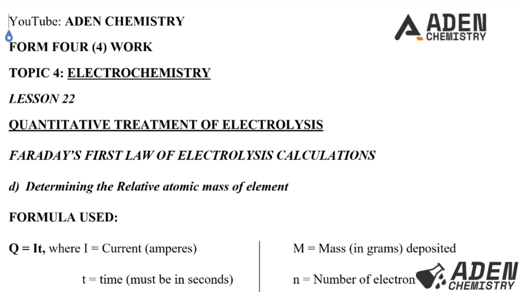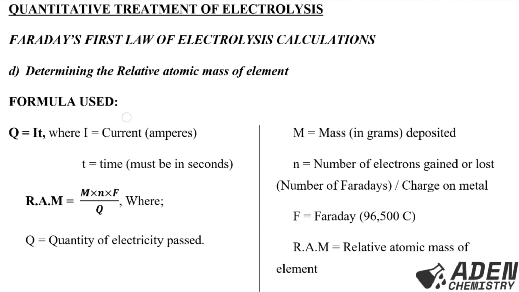Previously, in lesson 21, we were dealing with the third aim of calculating Faraday's first law of electrolysis, which was determining the volume of gas liberated at the electrodes. So today in lesson 22, we are going to proceed to the fourth aim, which is determining the relative atomic mass of elements. The formula used when we are calculating R.A.M is M multiplied by N multiplied by F divided by Q, where Q is the quantity of electricity passed, and we said Q can be obtained by using the formula IT, where I is current measured in amperes and T is time, and time must be in seconds.